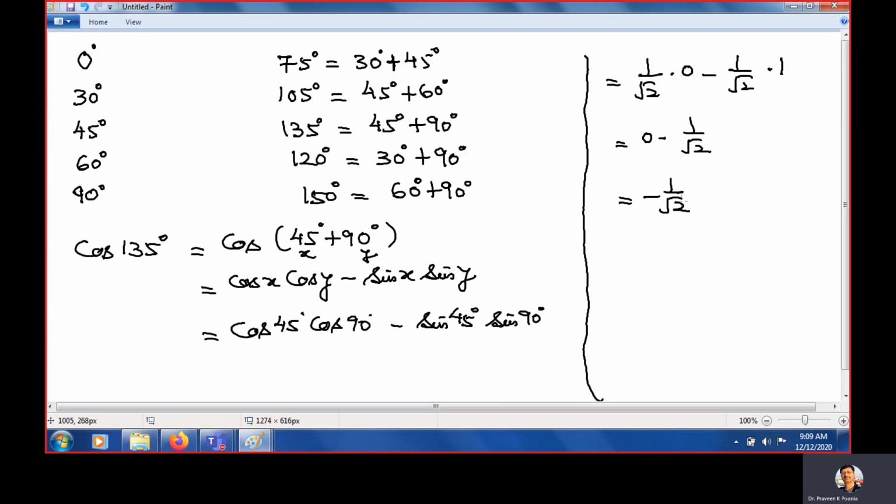So what is the value of cos 135 degrees? It is minus 1 upon root 2. Clear? So you need to learn these angles 75, 105, 135, 120 and 150. First you need to learn what it is equal to, sum of two angles. This is the solution. So this is the second type of problem we can have in the addition formula.